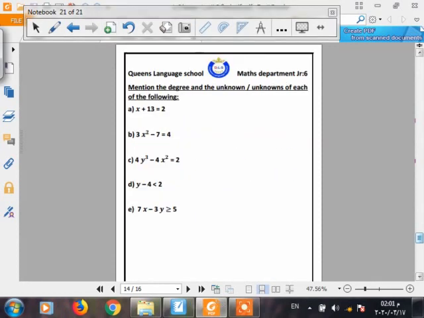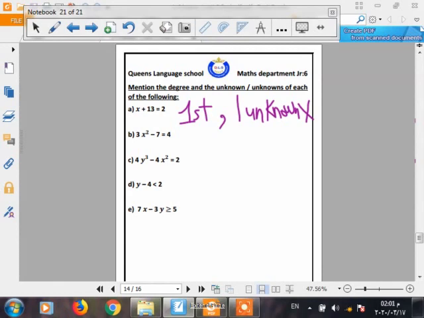Last example. Mention the degree and the unknowns of each of the following. First one, x plus 13 equals 12. It's an equation of the first degree because the power of x is 1. How many unknowns? Only one unknown, x. Next example, x to the power 2, so it's second degree. How many unknowns here? Only one unknown, x.